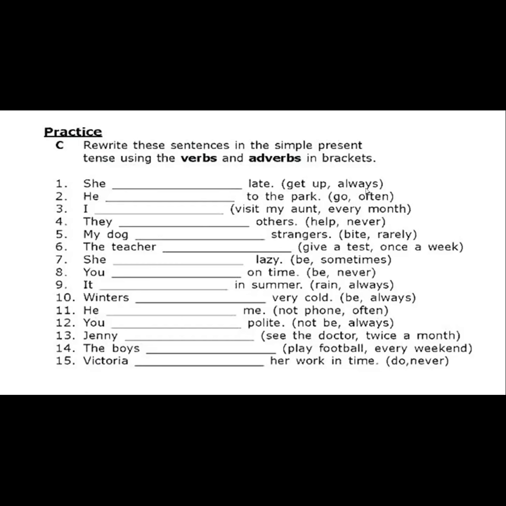Y luego, estos adverbios pueden ir antes del verbo o pueden ir después. Los únicos que siempre van antes son never, ¿verdad? Never siempre va antes del verbo. Por ejemplo, they never help others. Y estos sí van al final: every month, twice a month, every weekend. Esos tres sí van al final de la oración, at the end of the sentence, ¿ok? Ok, do we have questions? ¿Tenemos preguntas de lo que vamos a hacer?